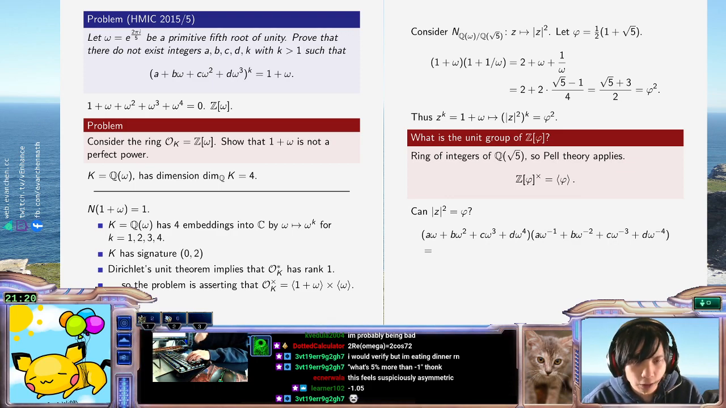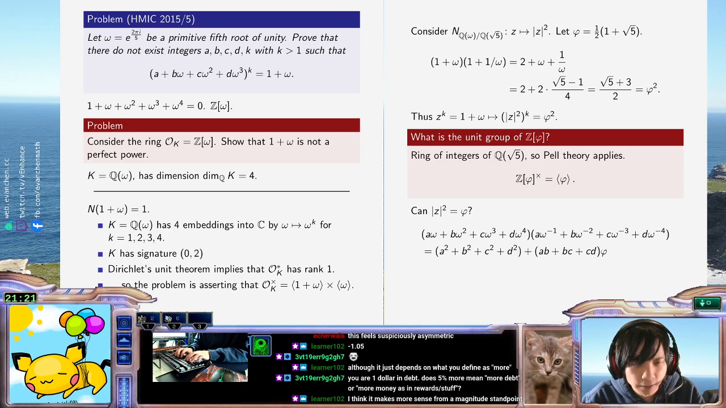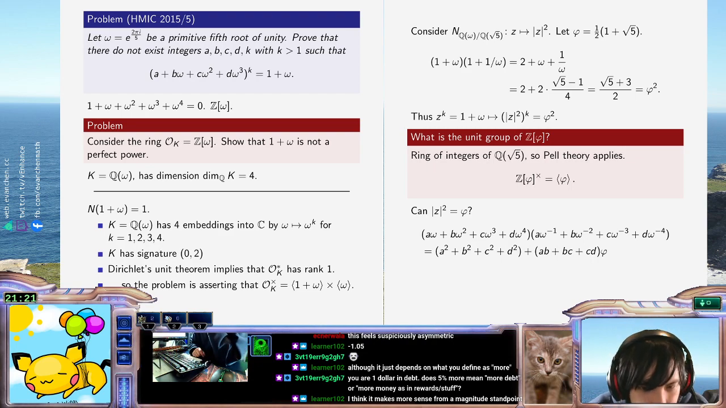So the coefficient for omega to the minus 1 is given by ab plus bc plus... The ones that are off by 1 are ab, bc, cd. Yeah, this will get a phi. And the ones that are off by 2 are ac plus bd minus ad. I think. Let me double check this.